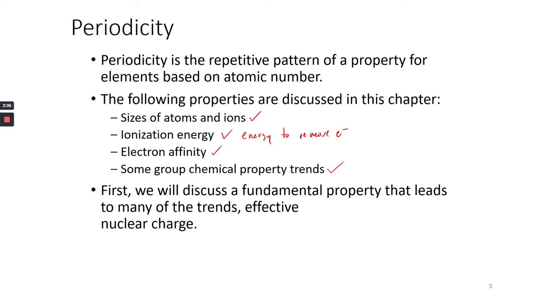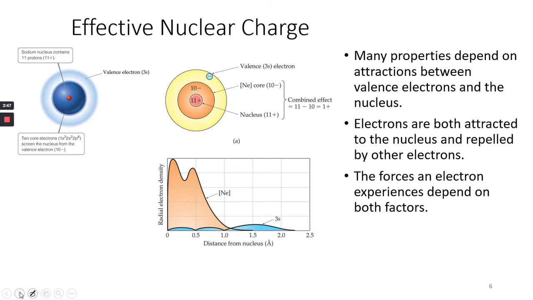Okay, but in order to understand why these patterns arise, we have to understand what's going on within the atom in our elements. So there's something called an effective nuclear charge. Your regular nuclear charge would just be your number of protons. That would be your nuclear charge.